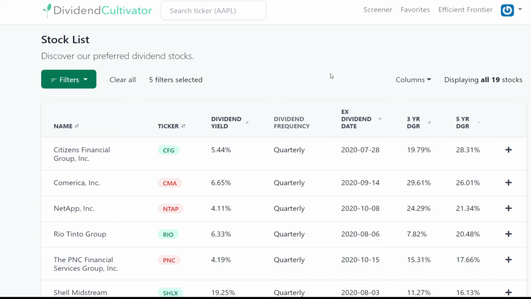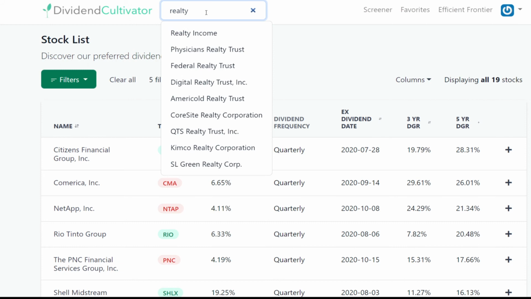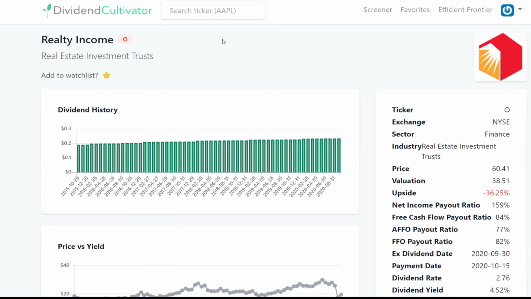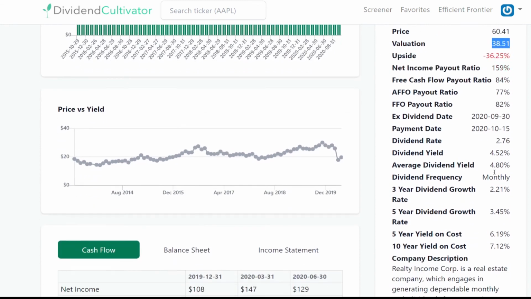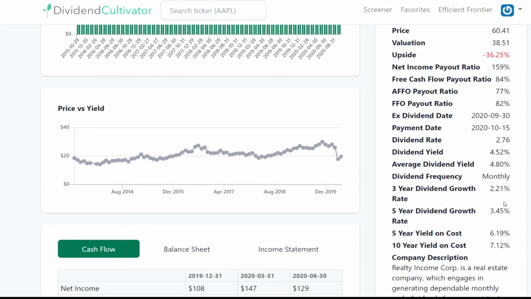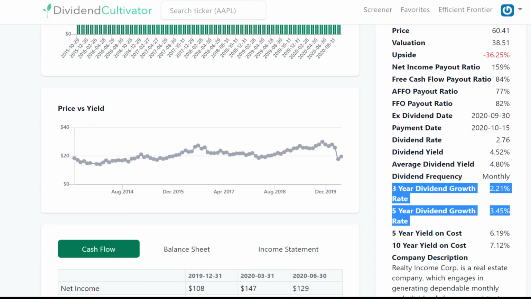But yeah, I do remember the other company that I talked about in one of my previous videos, Realty Income. I just wanted to show them real quick. They do pay on a monthly basis. They're currently priced at $60, and the website says it's a little bit overvalued. But do your research with that. They do have a little bit of a dividend growth rate, but nothing like AbbVie.